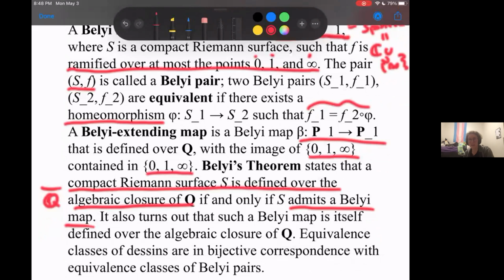And the reason we care about Belyi maps for the purposes of this project, the reason why I care about Belyi maps, is because of this last sentence here. Equivalence classes of Dessins are in bijective correspondence with equivalence classes of Belyi pairs. So that means if we have a class of Dessins, up to equivalence, because we only really care about things up to equivalence anyway, we can find a Belyi pair that matches up to that Dessin, and that Belyi pair won't match up to any other Dessin up to equivalence.